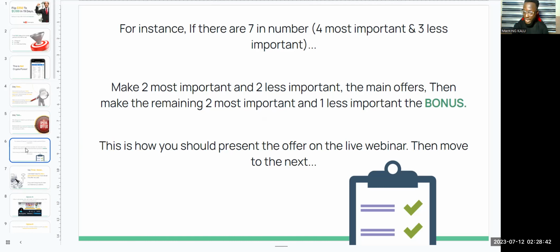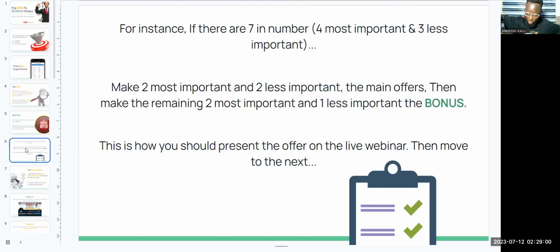And this is what most of us do, like I said earlier on. You write down the major part of the offer, the needed part, as the main offer, and then the less needed part, you put it as the bonus. Now, we are going against the normal stuff here, and I will show you why.